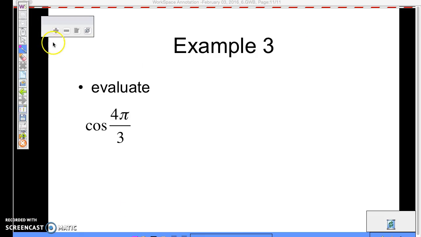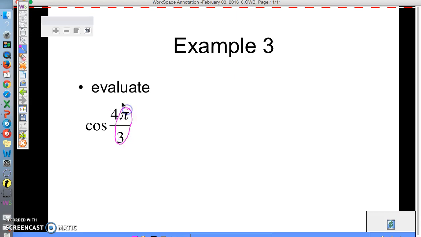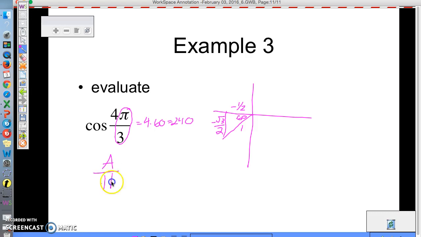So now we can start evaluating those unit circle values with radians. You can convert to degrees if you want, so 4 times 60, well that's 240. So we know that our 240 is down here, so our reference angle is 60. So negative square root of 3 over 2, negative 1/2, and 1. And what is cosine? Adjacent over hypotenuse. So negative 1/2 over 1, which is negative 1/2.